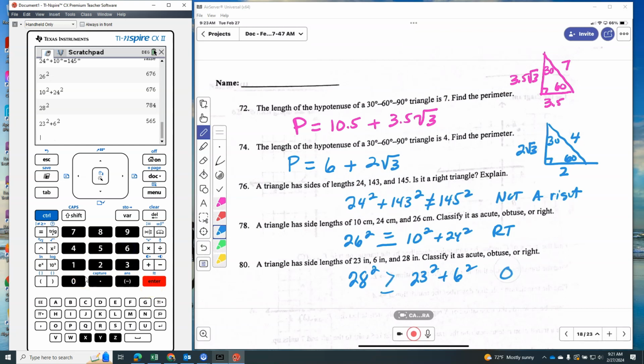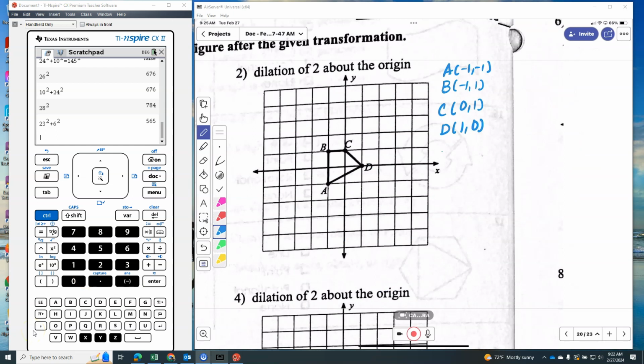This is obtuse. So we're going to have a dilation of 2 about the origin. So what you're going to have to do to the x and also the y, you got to multiply by 2. So A prime is negative 2, negative 2. B prime is negative 2, 1. C prime is 0, 2. And D prime is 2, 0.